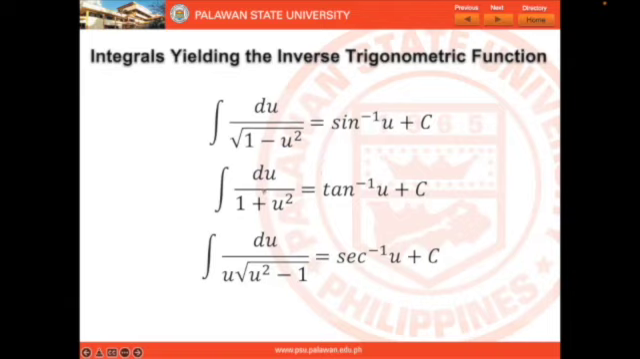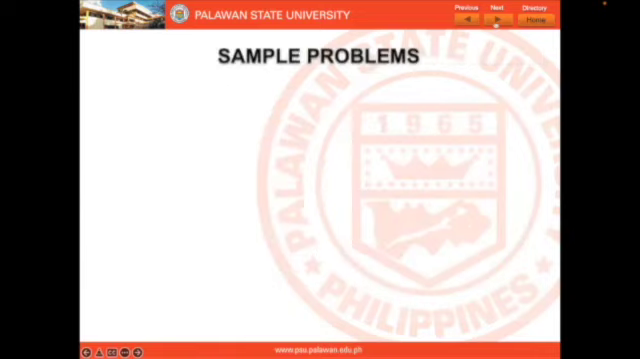If you have the derivative of u all over 1 plus u squared, notice that there is no radical sign here, that would be equal to the arctangent of u plus c. And if we have the integral of du all over u times the radical sign of u squared minus 1, that would be equal to arcsecant u plus c. So we have 3 more patterns.